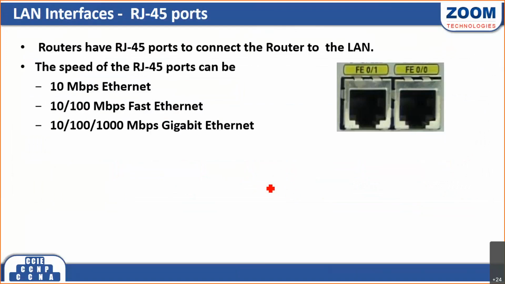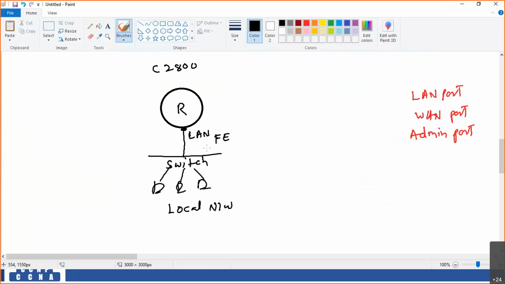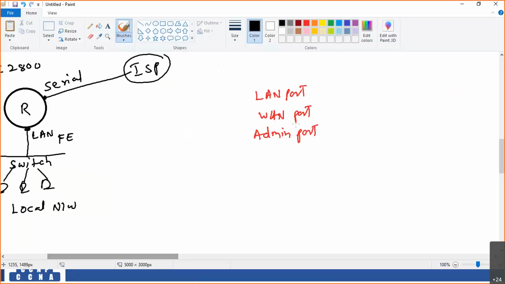So LAN port, and next is the WAN port. WAN ports are nothing but serial ports, where the WAN port is connected to the outside wide area network, to the service provider or your branch offices. They're connected to your WAN ports. So WAN ports are nothing but serial ports, like serial port 0/0, like one or two ports. So WAN ports are of two types.